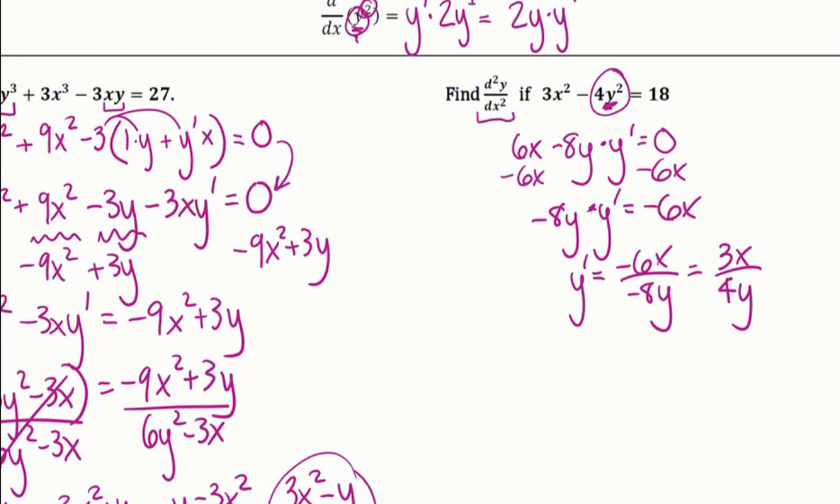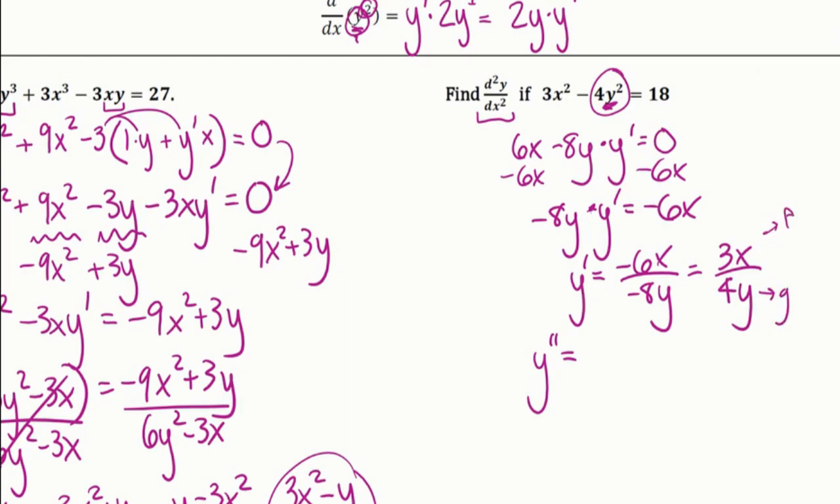So that's y prime, but this says find the second derivative. So to find the second derivative, I need to take the derivative of both sides. The derivative of y prime is y double prime, which is what I want. And then I need to take the derivative of 3x over 4y. So I'm going to need to use the quotient rule. So remember, this is f, this is g, f prime g minus g prime f over g squared.